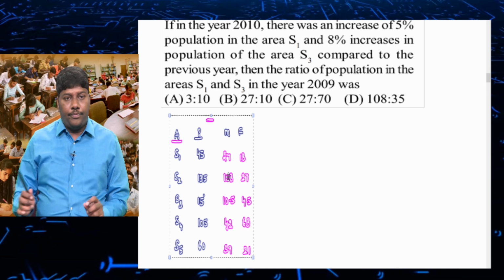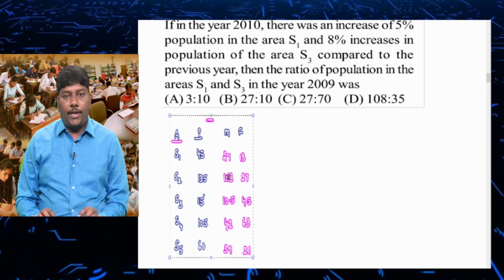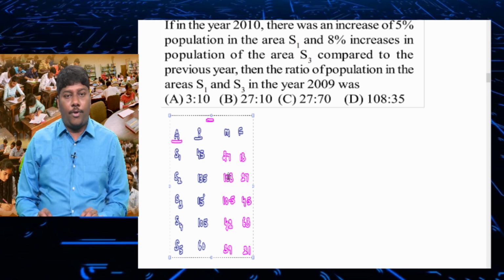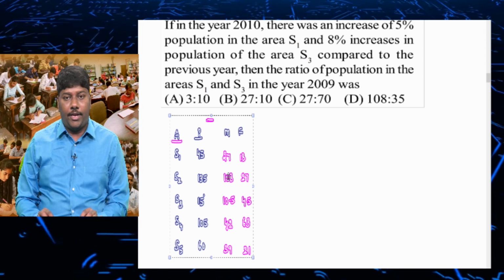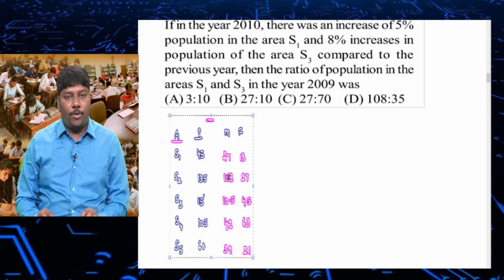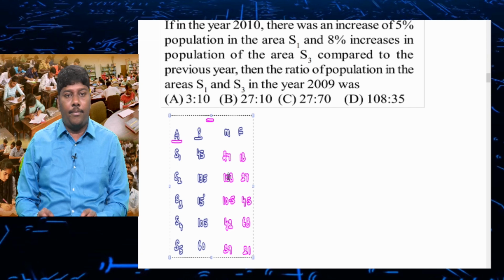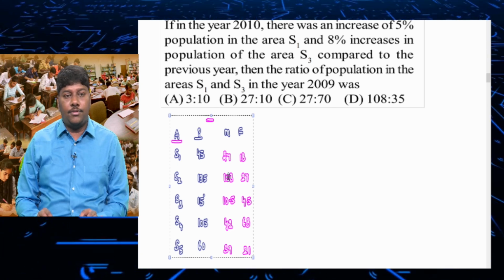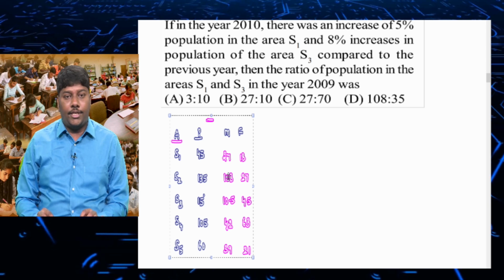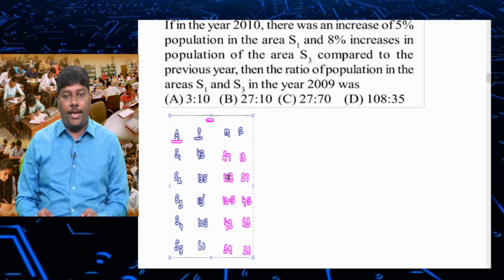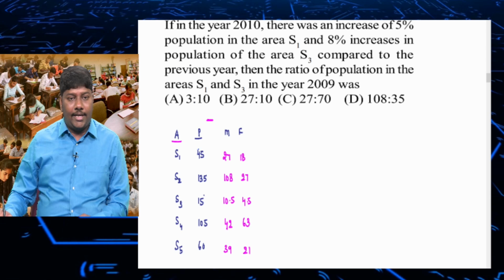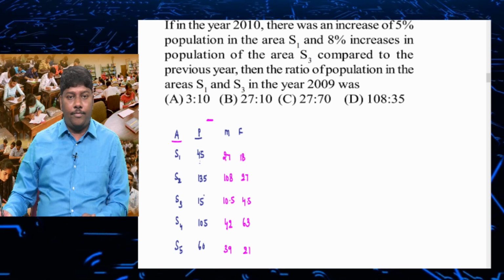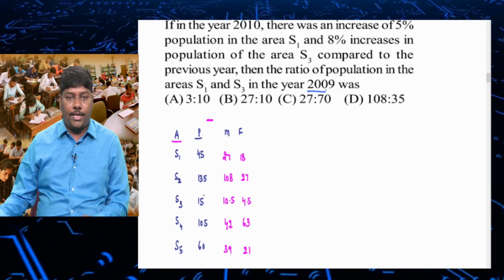If in the year 2010 there was an increase of 5% population in the area S1 and 8% increase in the population of the area S3 compared to the previous year, then the ratio of population of areas S1 and S3 in the year 2009 was? So the data is actually given for 2010. We need to find out the data for 2009.